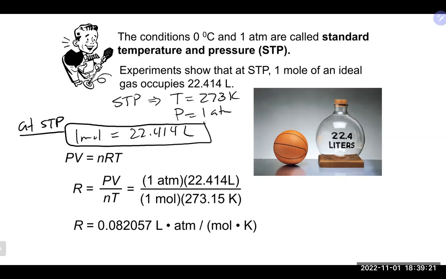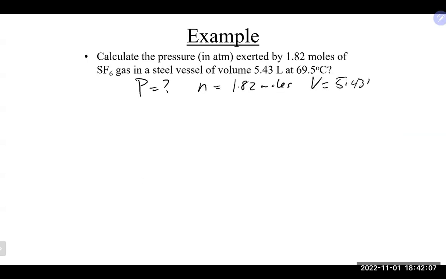That, by the way, is how we get the value of the gas constant. If we rearrange the ideal gas law and solve for R, and put in our values at STP, which is 1 atmosphere, 22.4 liters, 1 mole, and 273, that is pretty much where our 0.08206 value comes from.